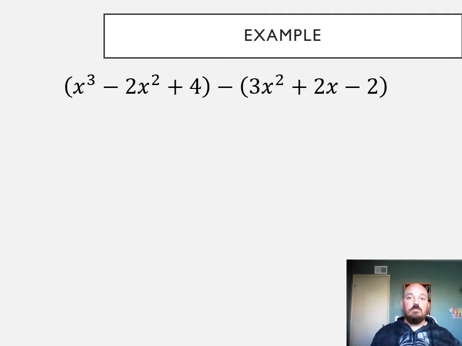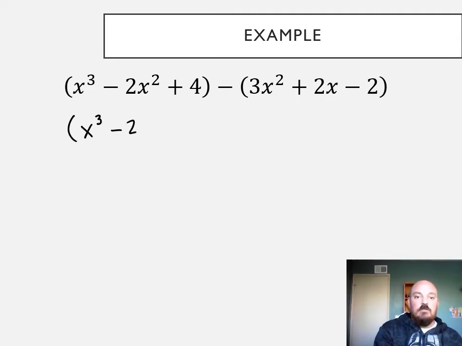So let's do that. This will be our example for today. I'm doing x cubed minus 2x squared plus 4, minus 3x squared plus 2x minus 2. And think of this as the 10 minus 3 question. The first one is the 10. We don't change that one. We leave that one exactly the same as it is. So I'm going to leave this one as x cubed minus 2x squared plus 4.